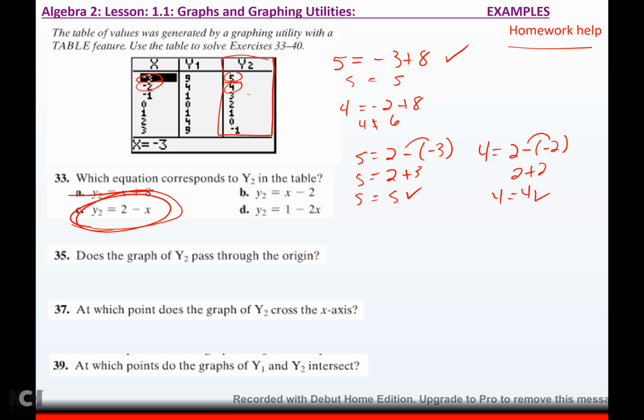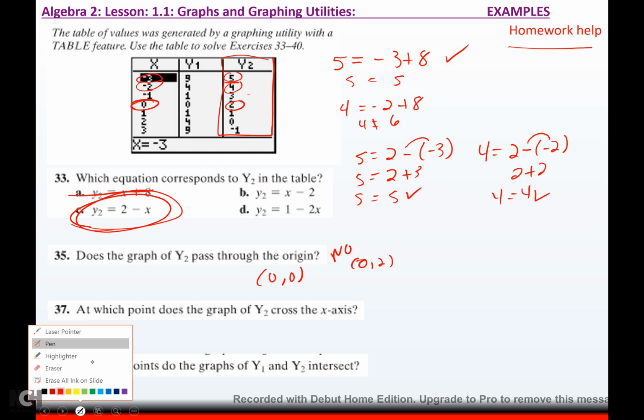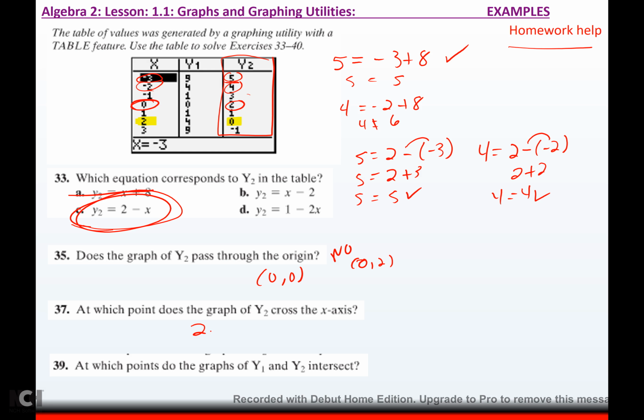Does the graph of y2 pass through the origin? To pass through the origin, it would have to go through 0, 0. For y2, it goes through 0, 2. So, no. At which point does the graph of y2 cross the x-axis? To cross the x-axis, you are looking for an x-intercept, which means you want the y-coordinate to be 0. So when the y-coordinate is 0, x is 2. So it crosses at 2.